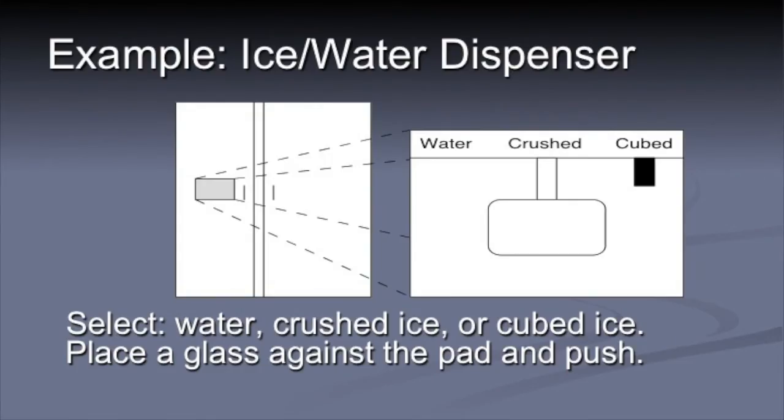Here is an example of a system: the ice and water dispenser built into the front of the refrigerator. The dispenser's interface includes a way for a client to choose between water and ice, and with ice provides the option of cubed and crushed.